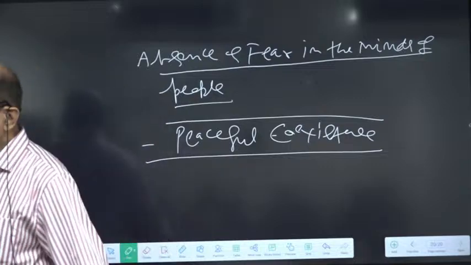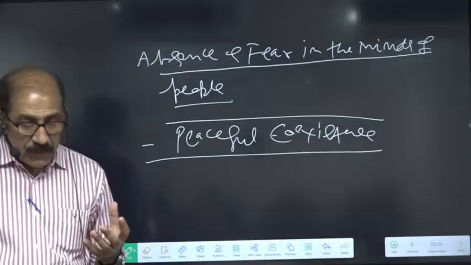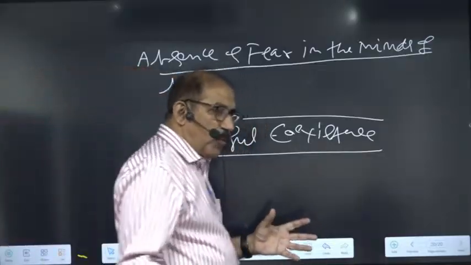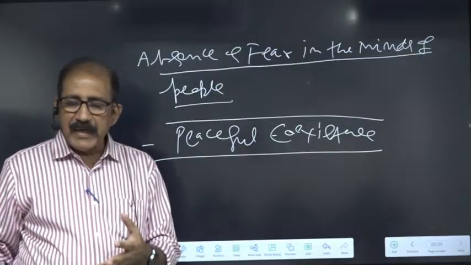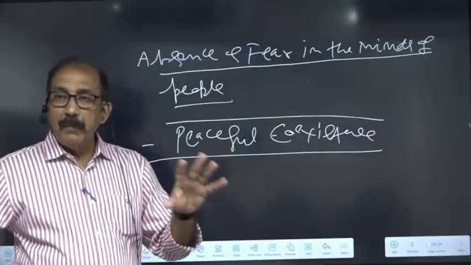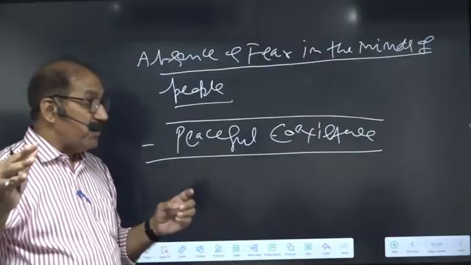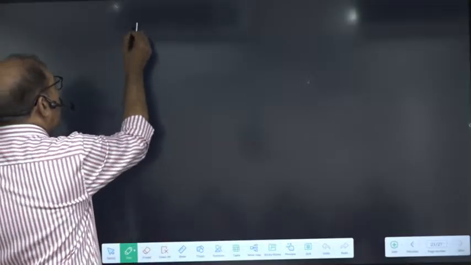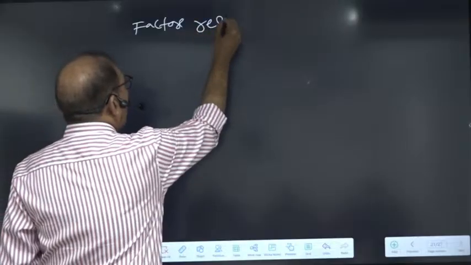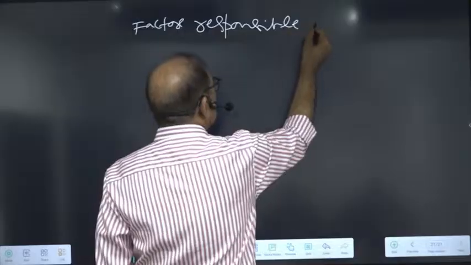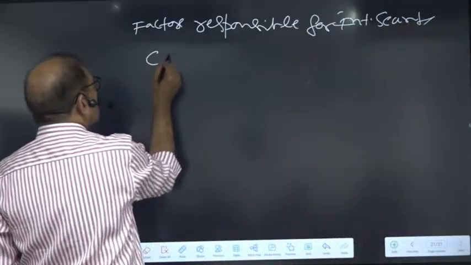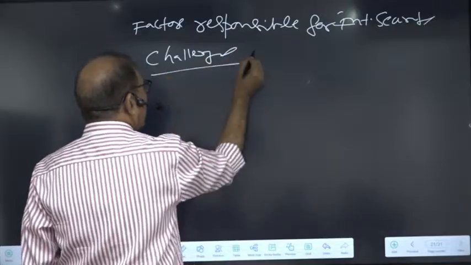Now coming to the point of what are the factors responsible for internal security challenge at the macro level. There would be common factors in the sense that they can be useful in terrorism, in Naxalism, and in insurgency as well. What we are talking about at the macro level are the factors responsible for internal security challenges. Let us take some factors one by one.